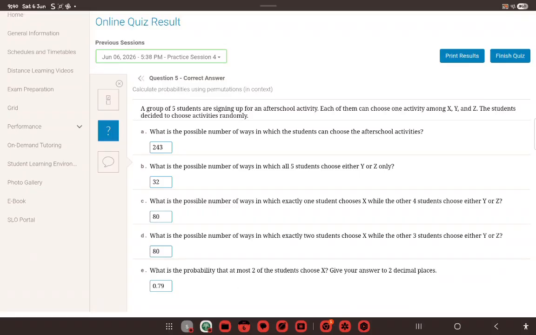Now this question says a group of 5 students are signing up for an after-school activity. Each of them can choose one activity among X, Y, and Z. The students decided to choose activities randomly. Each student can choose one from 3 options. There's 5 students, so 3C1 times 3C1 times 3C1 times 3C1 times 3C1, which is equal to 3C1 to the power of 5, which is equal to 243, because they want the possible number of ways in which the students can choose the after-school activities.